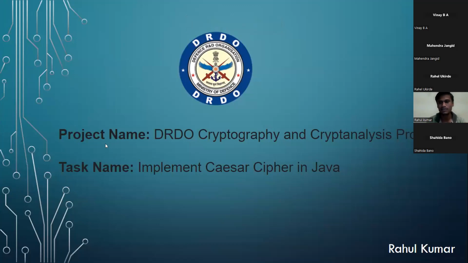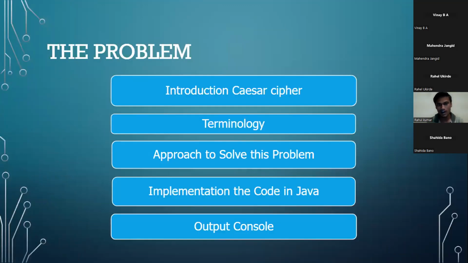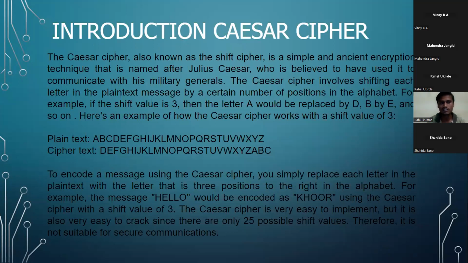Greetings to all. My name is Rahul Kumar, and my project name is DRDO Cryptography and Cryptanalysis Project, and the task name is Implement Caesar Cipher in Java. Now comes my next slide, which is the flow of our presentation. First we discuss the introduction to Caesar Cipher, second the terminology of Caesar Cipher, and third the approach to solve this problem and the implementation of the code in Java, and lastly we discuss the output of the console.